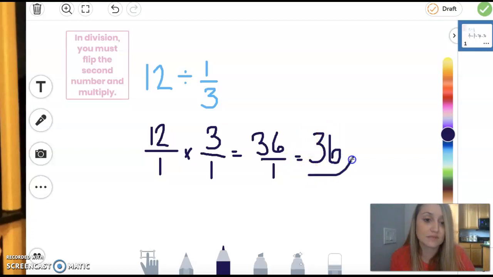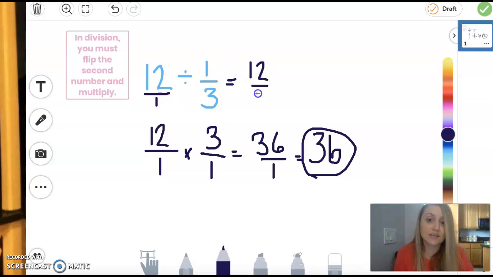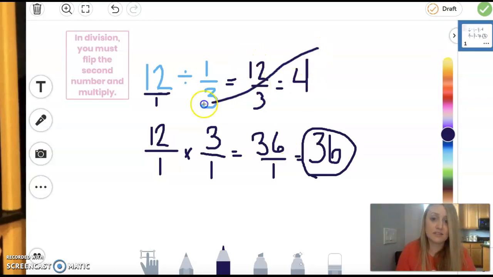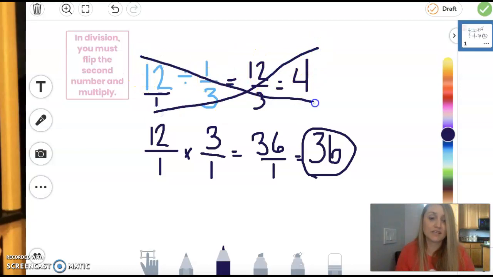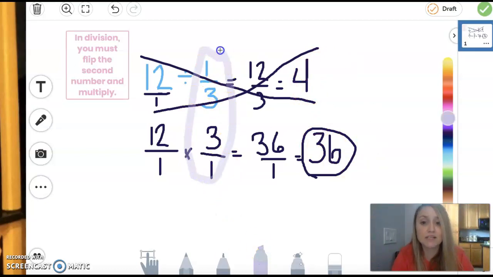Now again, it's really important because if you were to just solve this problem and put 12 over 1 and then solve here, you would get 12 over 3, and then you would get 4 if you just decided to do the same thing as multiplying. So this would not be right. Notice 36 is completely different than 4. So please take your time. This is that big step that you really want to make sure you're doing, which is getting the reciprocal of that number.